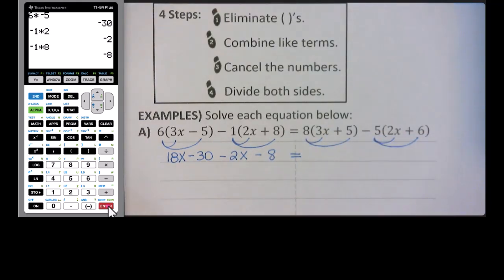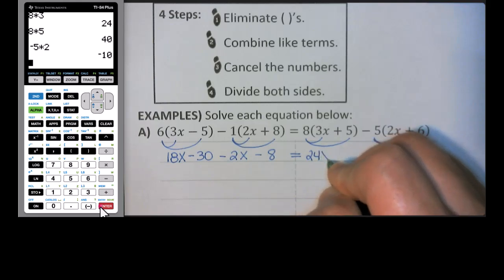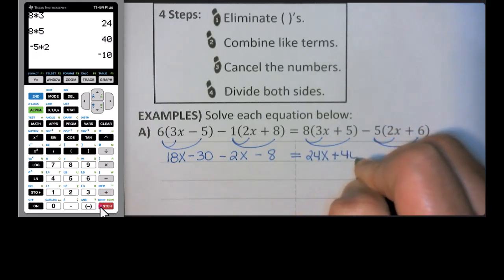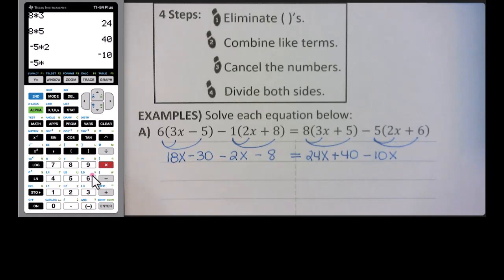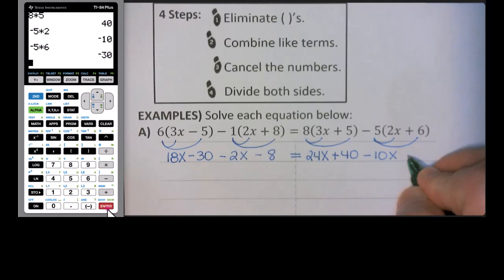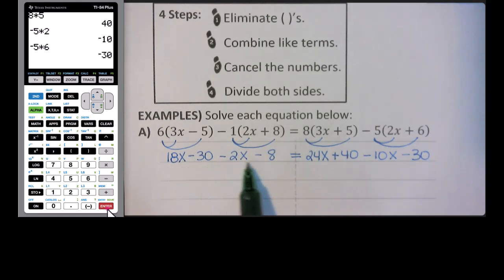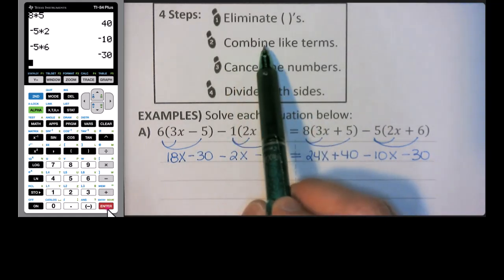And now let's multiply on the other side. So 8 times 3. We have 8 times 5. And we have negative 5 times 2. So we have 24x, 40. And negative 5 times 2 is negative 10x. And then let's do negative 5 times 6. And we get negative 30. So if you notice, by taking the first step, we eliminated the parentheses. Now we're ready to combine like terms.